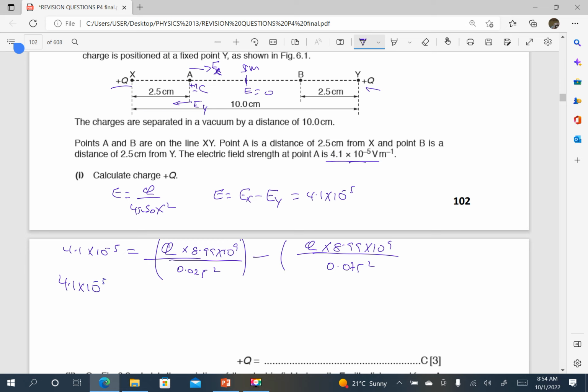4.1 times 10 power negative 5 is equal to Q times 8.99 times 10 power 9 into brackets 1 over 0.025 squared minus 1 over 0.075 squared. This bracket you can put in a calculator at once. Then you get the answer. You just say 4.1 times 10 power negative 5 divided by that answer, also divided by 8.99 times 10 power 9. And this is giving me 3.2 times 10 power negative 8.